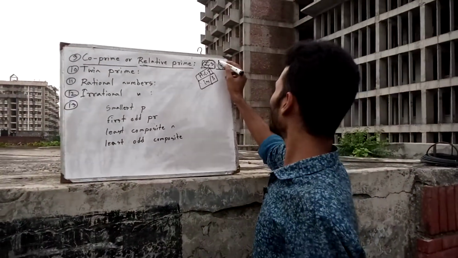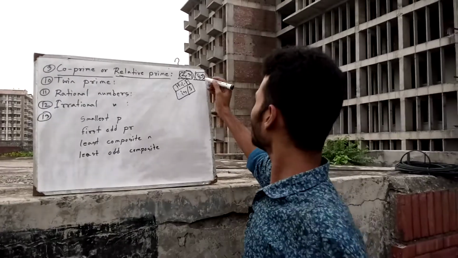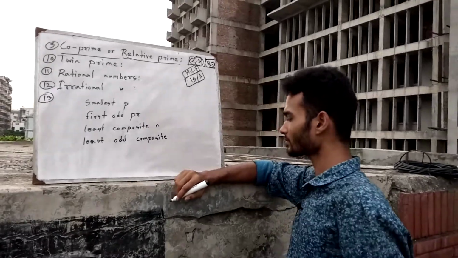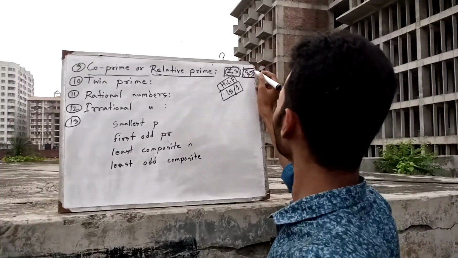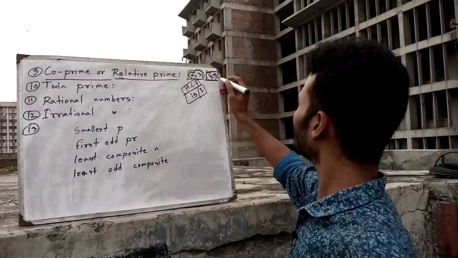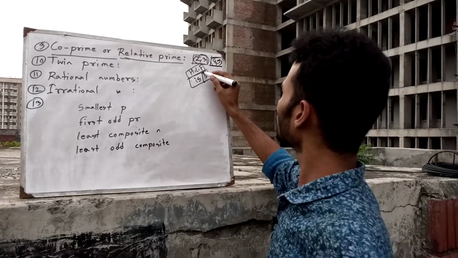Then go for the second pair. Here we have two numbers, 8 and 9. Between the two numbers, the highest common factor is 1.